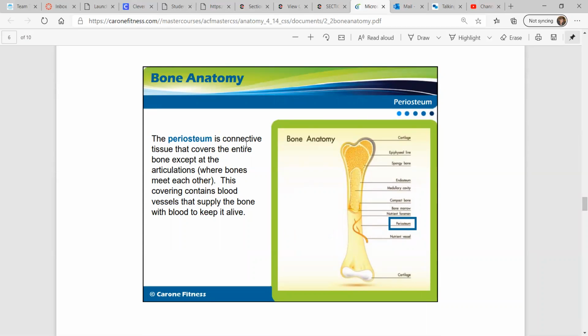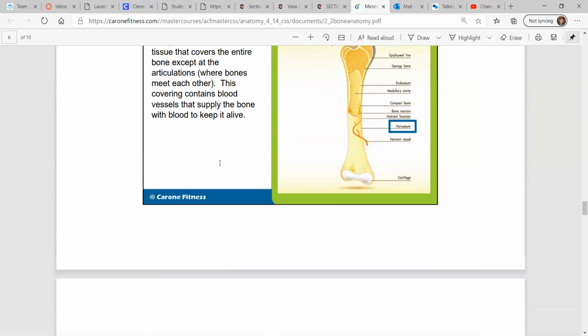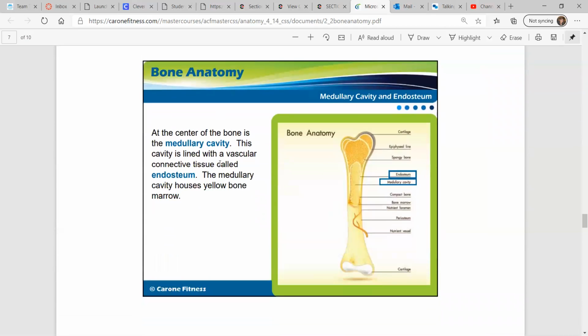The periosteum is connective tissue that covers the entire bone except at the articulations where bones meet each other. This covering contains blood vessels that supply the bone with blood to keep it alive. At the center of the bone is the medullary cavity. This cavity is lined with a vascular connective tissue called endosteum.